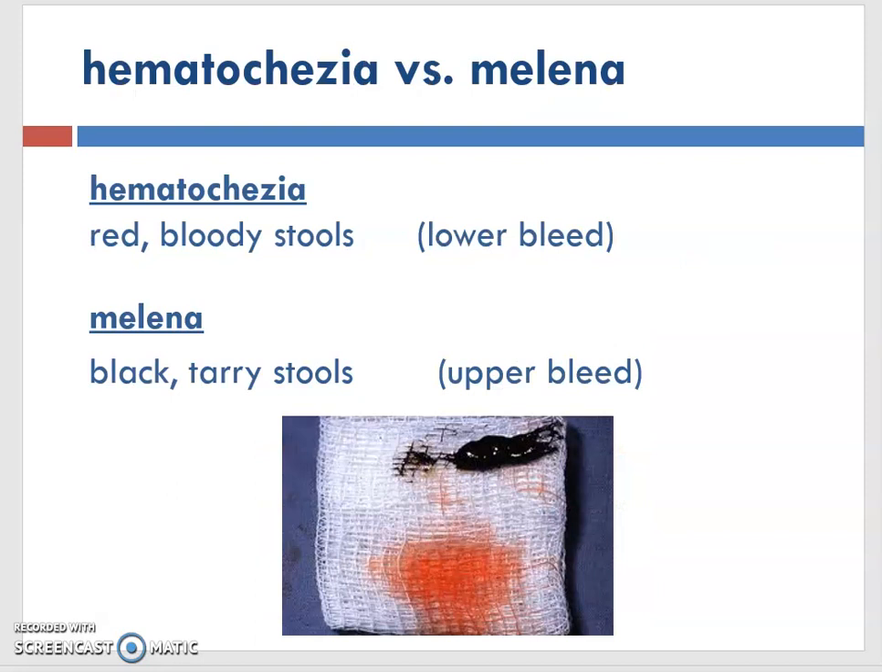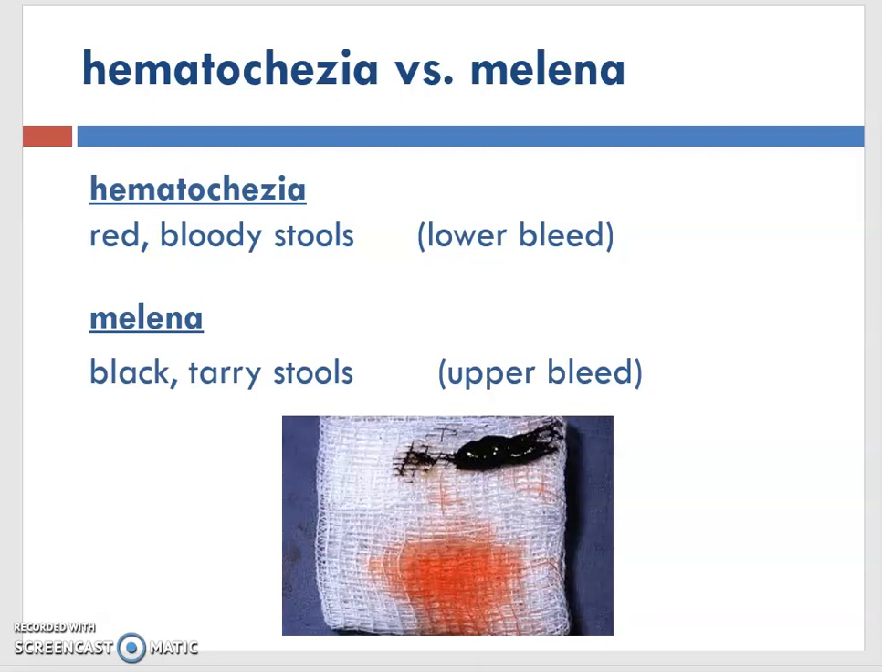Hematochezia versus melena. Hematochezia is red, bloody stools, and that's a lower GI bleed. If you remember, we talked about melano, meaning black, and melanin as the component that gives color to your hair and to your skin. Melena also uses the term black to describe black, tarry stools. That's an upper GI bleed.